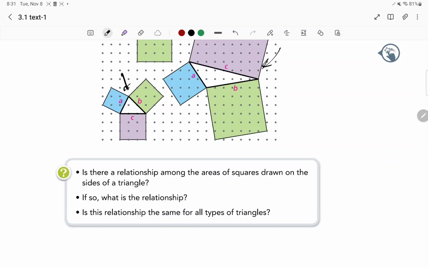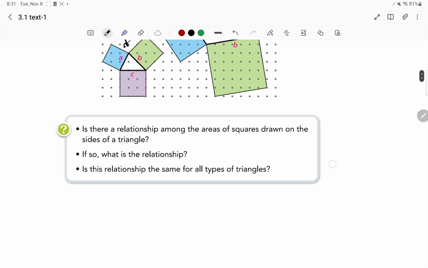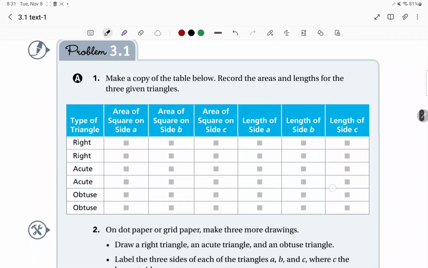And throughout this investigation, we're looking for relationships. Like in the first question, is there a relationship among the areas of the squares drawn and sides of the triangle? What is the relationship? And that's what we're going to be looking at. And is it true for all types of triangle, acute, obtuse, and right? Those are the big questions we're going to try to answer.